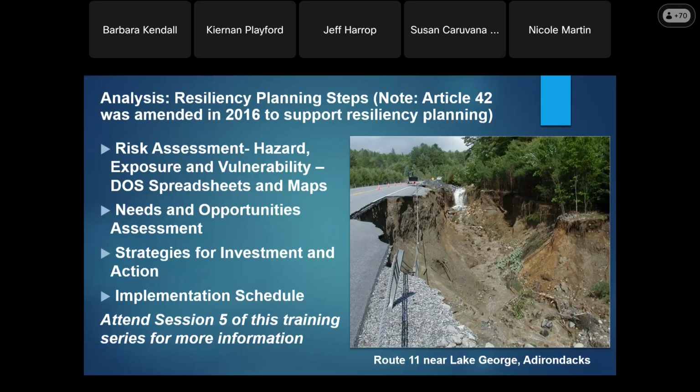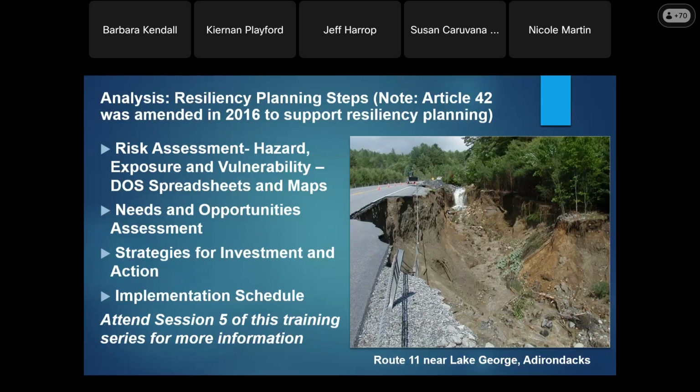So basically, this clause was included so that we can emphasize the importance of doing the risk assessment in an LWRP and implementation projects, because we're the coastal area where these things are happening, as well as our inland rivers.